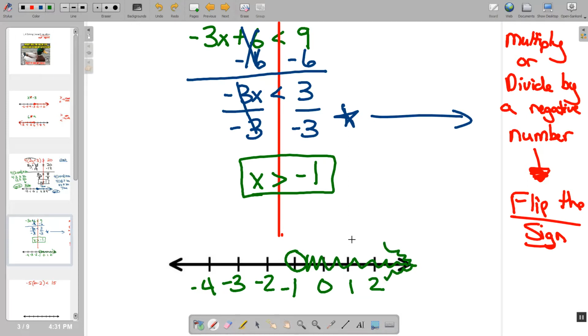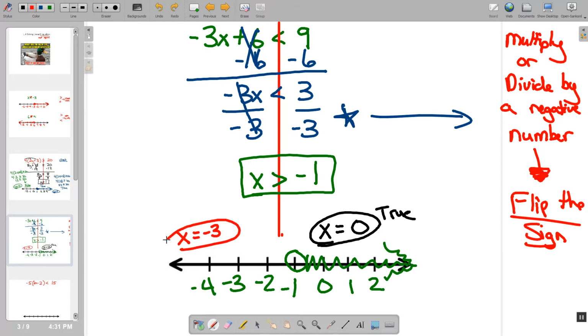Now, to check my answer, I need 1 true and 1 false statement. So I'm going to take from this side, I'm going to do x equals 0. I love working with zeros, and we're hoping that this creates a true statement. And on the opposite side, I'm going to take negative 3, but it could be anything. And I'm hoping this creates a false statement.